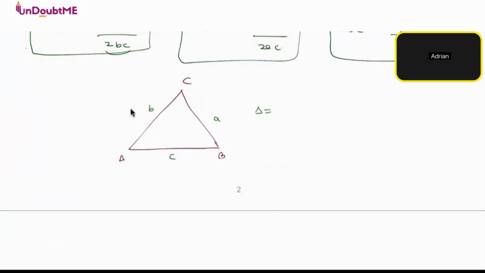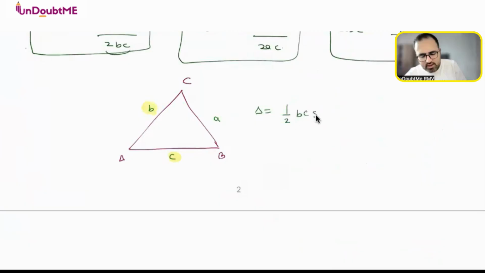One will be comprising b and c. So that will be half bc sine A. We took b and c and we got this. Similarly, we can also take a and c and the angle between them. So half ac sine B or half ab sine C.